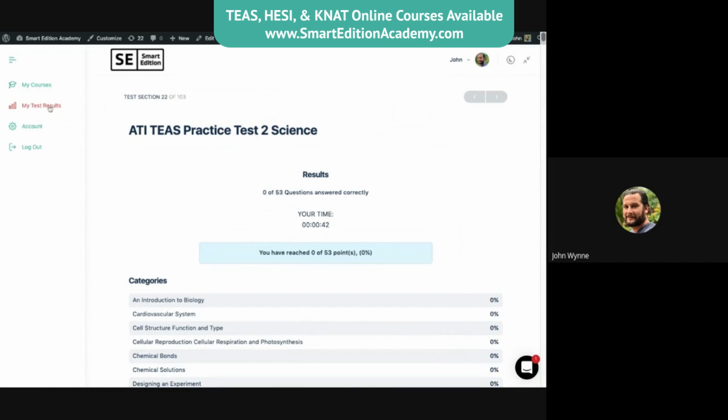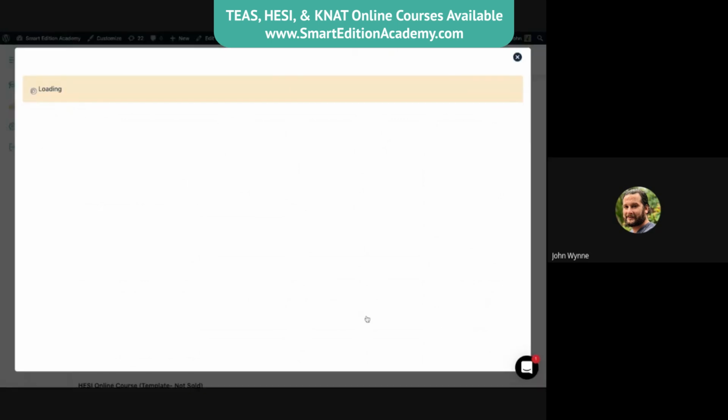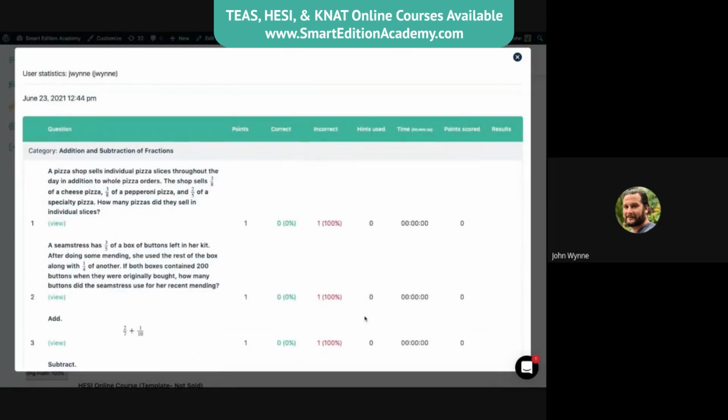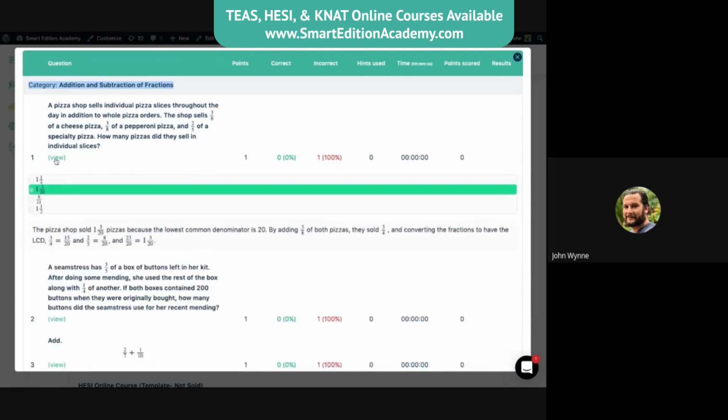If I go to my test results, I'll maybe pull up this math test, and it's going to give me a similar score report. But what this is going to do is the same thing, where it breaks down on the math test. There were 4 questions on addition and subtraction of fractions. So I can see what those 4 questions were. I can get the answer explanations again.